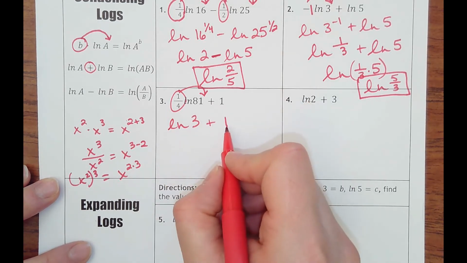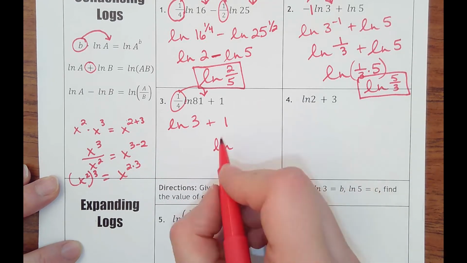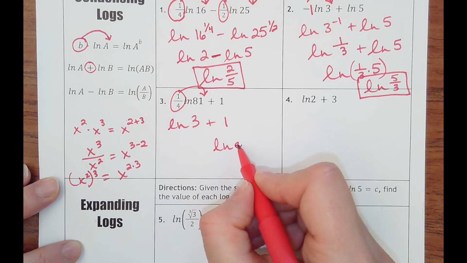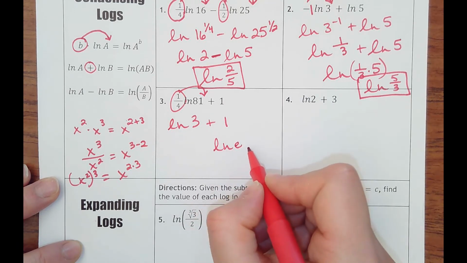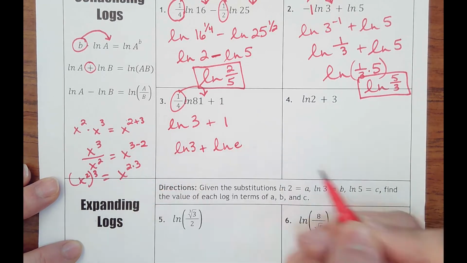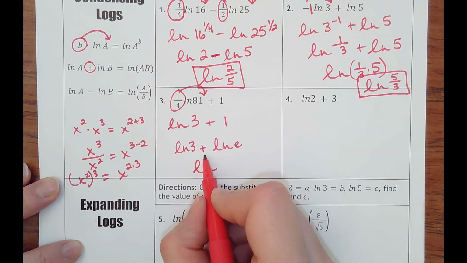So we have to make something with natural log that would make 1. And hopefully remember from the last lesson that when we have natural log of e, this actually cancels out and makes 1, because it's saying e to what power makes e? 1. So natural log of 3 plus natural log of e. Now we can put them together into a single log with multiplication, which would be 3e.